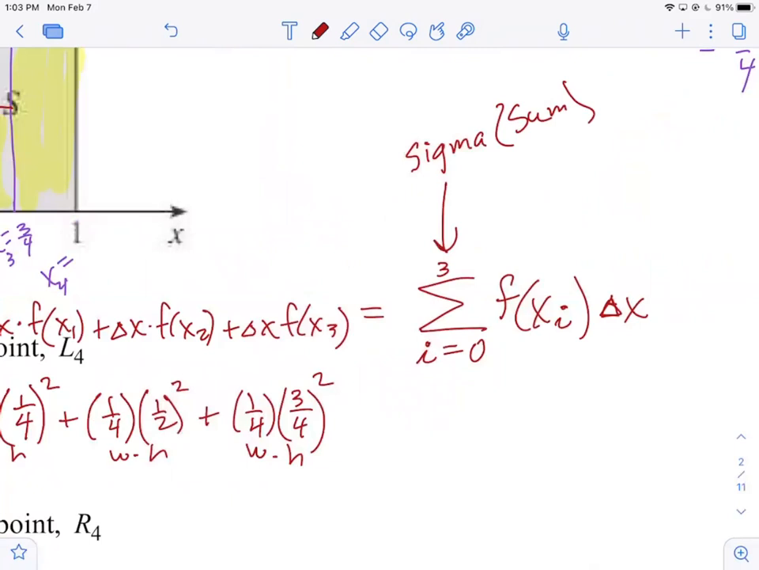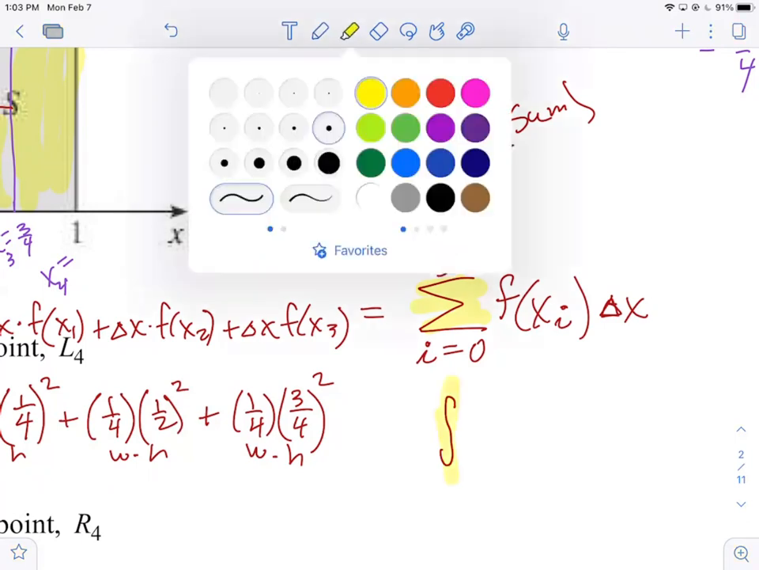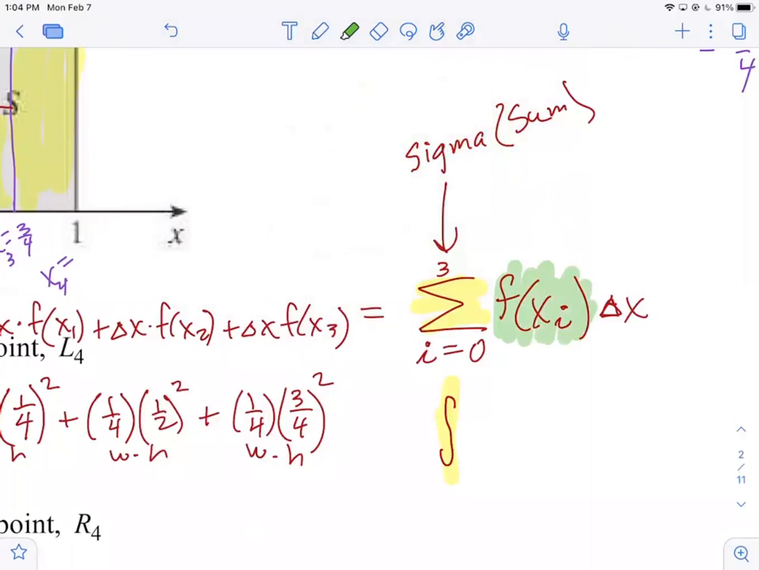There you go. All right. That's looking good. Now, notice the similarities. This sigma will turn into another S, but it's going to be an elongated S called the integral symbol. The f of x sub i turns into just f of x. And then the delta x, which is finite and measurable, turns into, guess what? dx, yep, which is infinitely thin. And then the from i equals 0 to 3, that's how we read that.